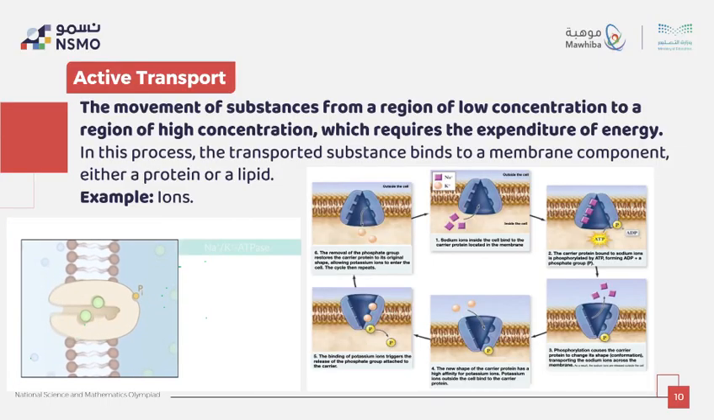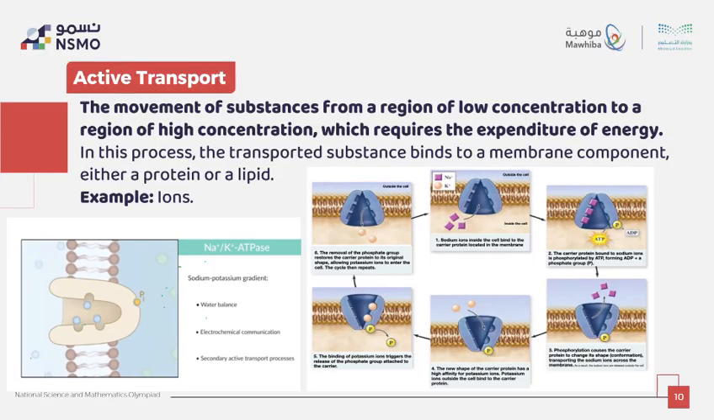Sodium-potassium ATPase is one of the most important transporters for maintaining the vital concentration gradients of sodium and potassium. This concentration gradient, generated by ATP consumption, is fundamental for regulating water content in cells and electrochemical cell communication. It can also drive secondary active transport processes.